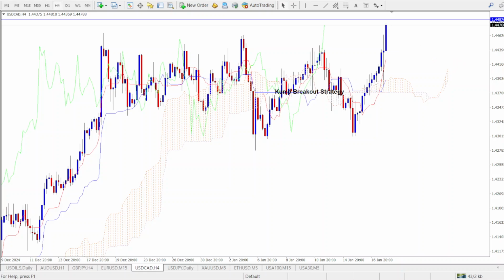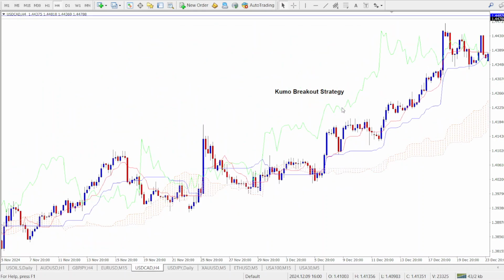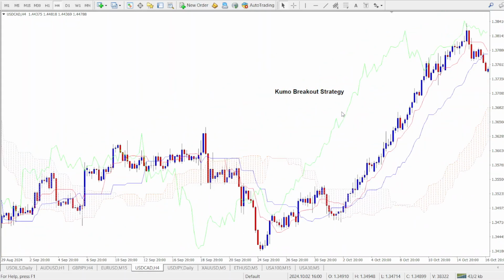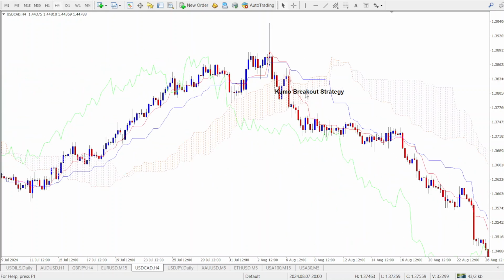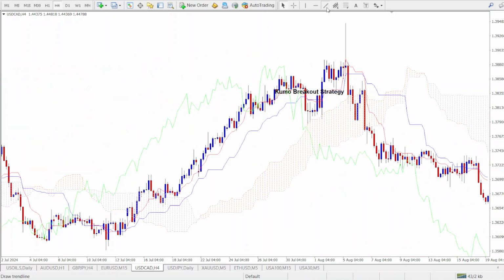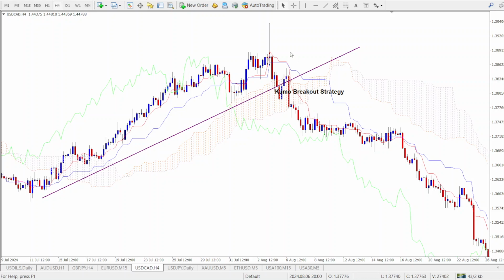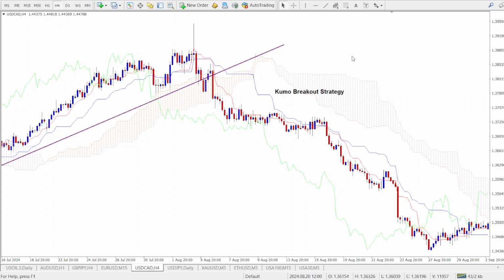Okay, now let us just break down the Kumo Breakout Strategy step by step. The first thing is to identify the breakout. So you have to watch for the price to break above or below the Kumo. Now let us just look at a very practical example. Initially, in this example, we were having a buy trend, right? And then we suddenly had a breakout below the Kumo. So that showed that there was a bearish reversal, and you can see that the price continued dropping down.